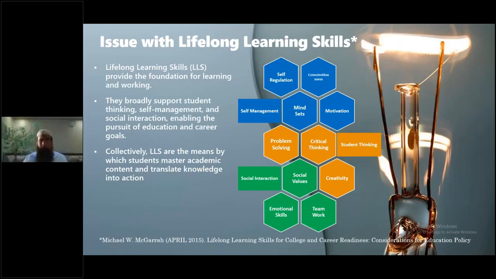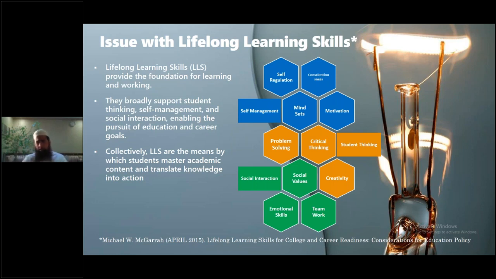There was another country that selected lifelong learning skills as a learning domain. And then they also had problem solving. But McGarrow's research tells us that lifelong learning talks about self-management, which is motivation and self-regulation, and the other component is student thinking, which is problem solving and critical thinking and creativity. And the third component is social interaction. So when you select lifelong learning, you're selecting problem solving as another domain, again, there's an overlap issue and a redundancy issue. So this is lifelong learning.